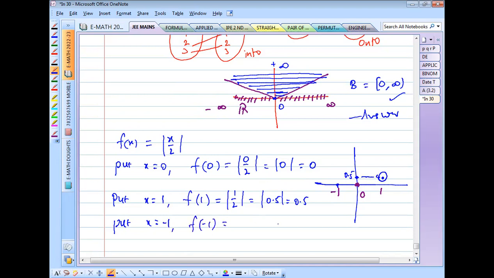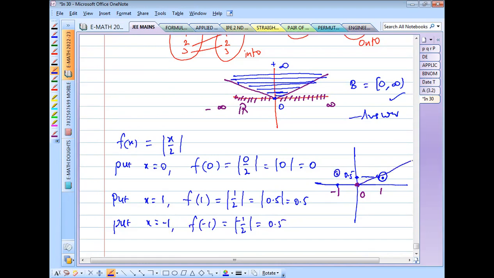Now take x value as -1, then you have -1/2. The modulus of -1/2 makes it positive, so it was 0.5. That means we get the same value we have here.